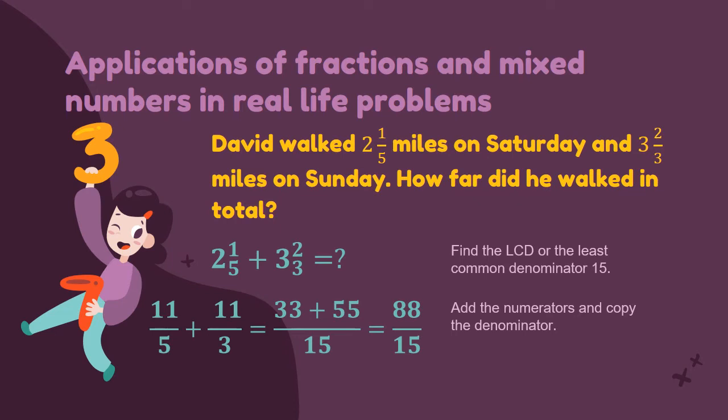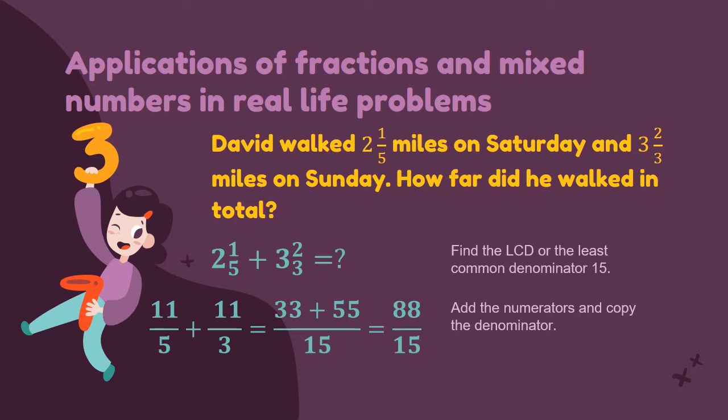So what we are going to do is to divide the LCD to the denominator and multiply it to the numerator. So we have 15 divided by 5, that's 3, times the numerator, which is 11. So therefore we have 33. So again, we will divide the LCD to the denominator of the second value. 15 divided by 3, that's 5, times the numerator, which is 11, so we'll have 55.